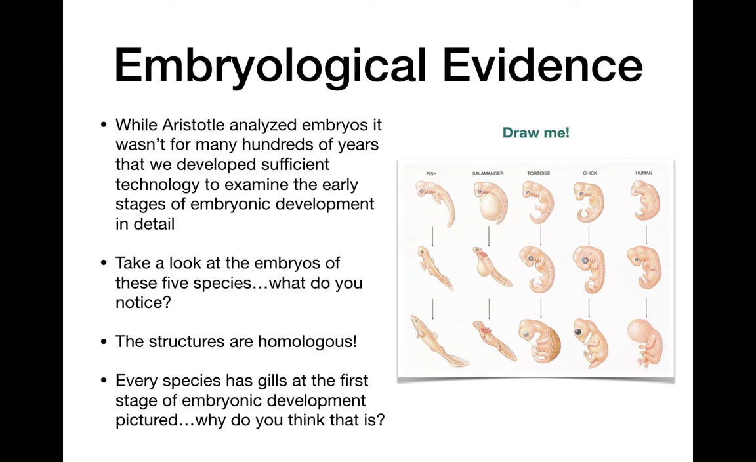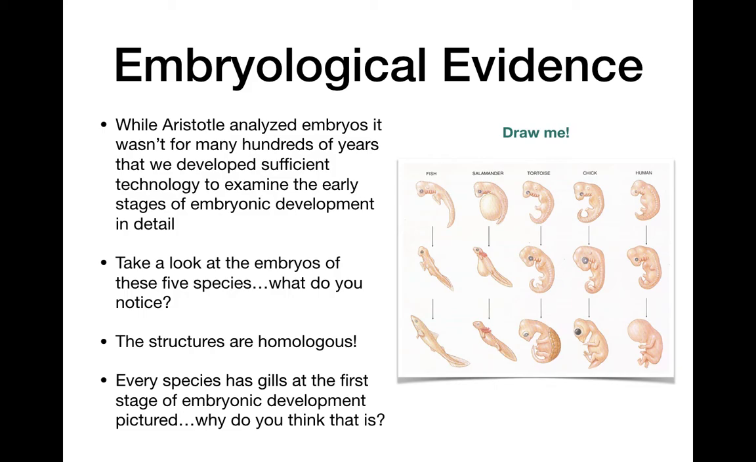We don't need them as individuals, but we have them in the early stages of embryonic development, and they slowly disappear as we develop. Same thing with a chick. It has gill slits, even though it doesn't need gills. It doesn't live underwater. Remember, gills are how fish and some of the other species breathe underwater.